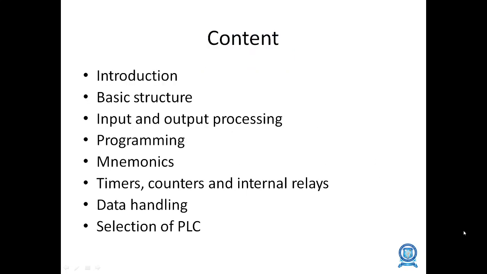The contents in PLC includes the basic structure, programming, mnemonics, timers, counters and internal relays, selection of PLC. These are the contents which we are going to see in PLC.